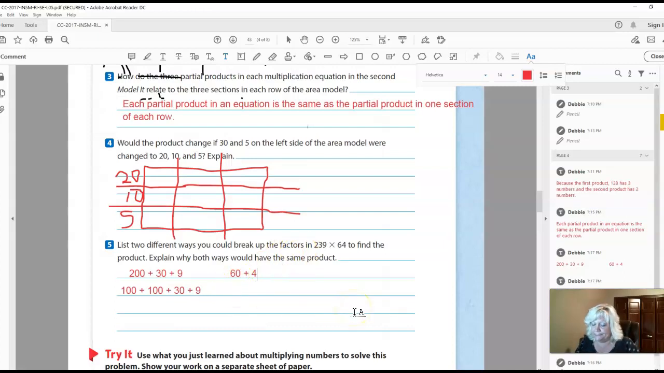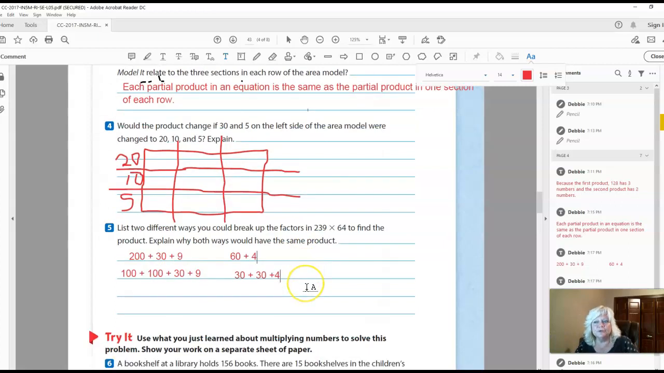And how could I do the other one if I wanted to? I could do 30 plus 30 plus 4. Now again, that would require a lot of boxes. This is four numbers, this is 3, that means 12 boxes. That's a lot of boxes, and I wouldn't suggest it, but we can do it. And are we going to have the same product? Absolutely, because our whole number didn't change. It's just that we broke it apart in 2 different ways.